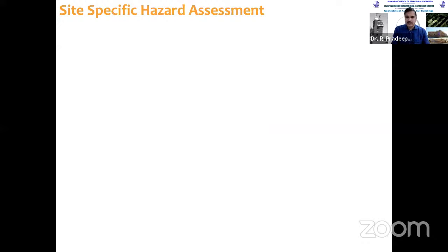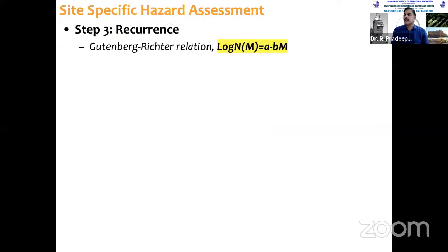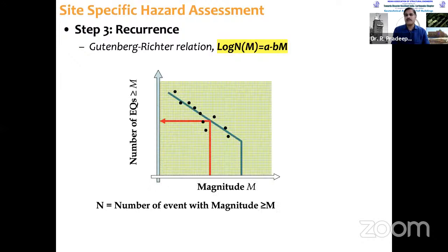Then the third step is recurrence. We use the Gutenberg-Richter relationship, a very famous law, where we plot all those things in a graph and find the number of earthquakes more than magnitude M, whatever magnitude. This is given by the relationship log N = A − BM. So we get this one.